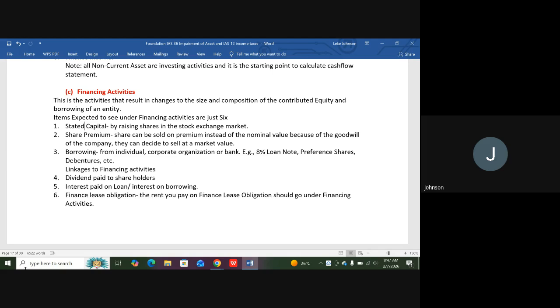So when you raise shares in the stock exchange market, you are trying to get people to buy part of your company, right? So they invest their money into the business. That is the first way in which you actually raise money to finance a project.